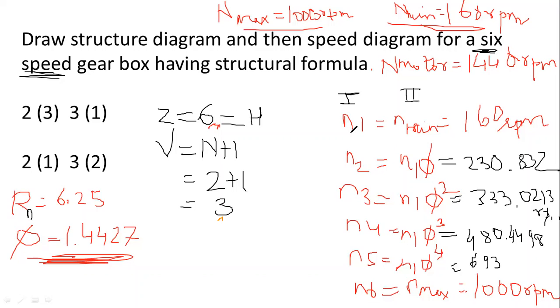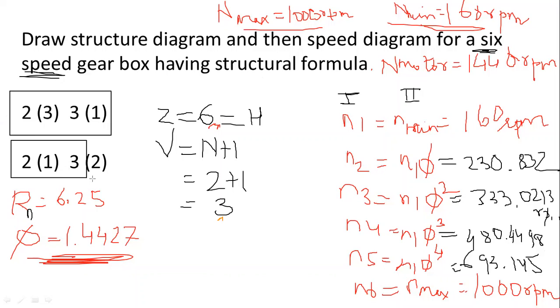693.145 RPM. So before drawing the speed diagram, the magnitude of all 6 speeds you have to calculate. This is the basic difference between the structure diagram and the speed diagram. There is one more difference, which when we draw the speed diagram for exactly this 2331, for which we had already drawn the structure diagram, you will understand the difference. You will also understand when I draw the speed diagram for this 21 and 32.